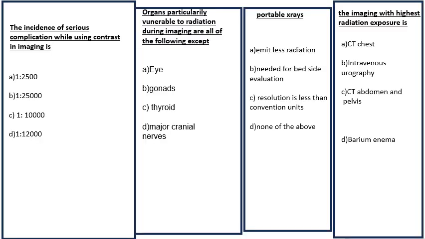So the common questions about risk of imaging were: what exactly is the risk? What is the index risk? What are the organs involved in this radiation? What exactly are the problems or the advantages of portable X-rays? You would have seen portable X-rays. And where do you get the highest radiation exposure? We'll take up all these MCQs one by one.